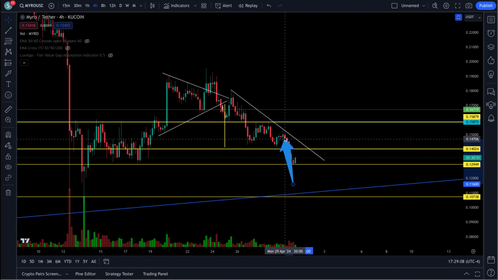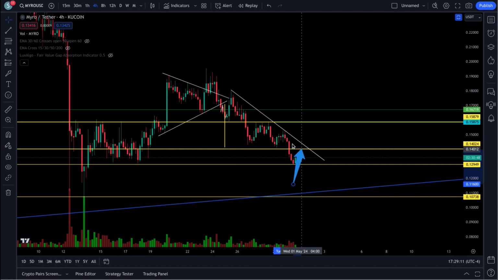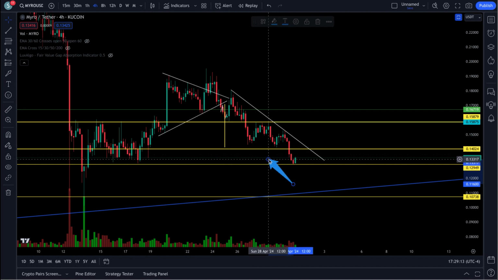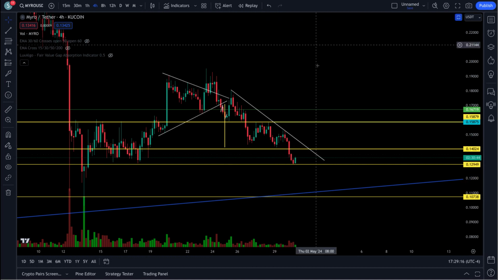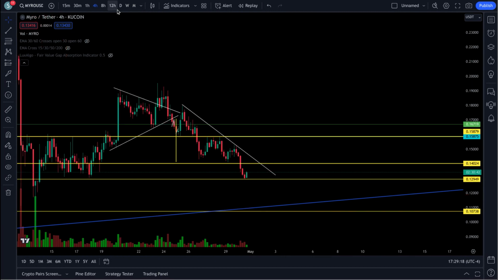Got rejected here. You can see this white resistance line coming down here. Now I measured this out, okay? Looks pretty obvious here when you come out.